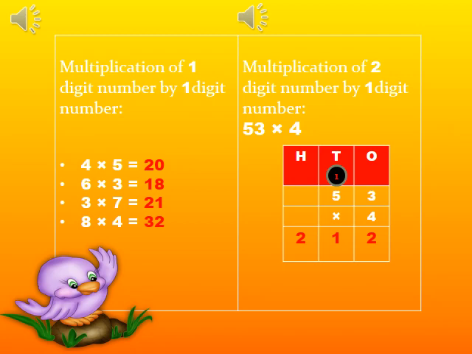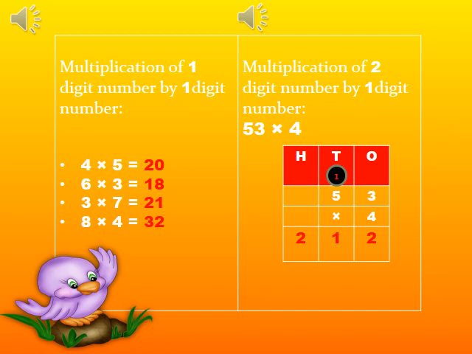Read the table of 4. 4 threes are 12. But children, we cannot write 12 in ones column. So the digit at ones place, which is 2, will be written in ones column, and the digit at tens place, which is 1, will be carried to tens place.